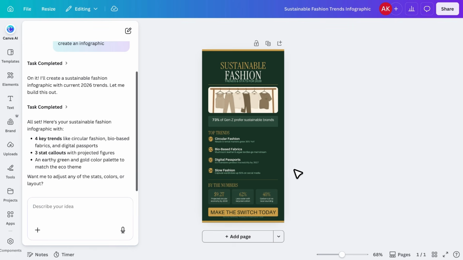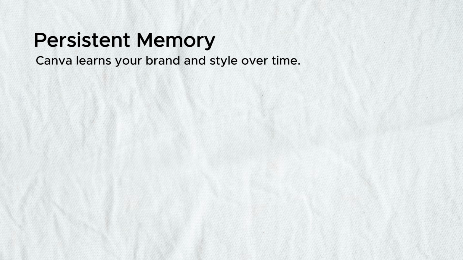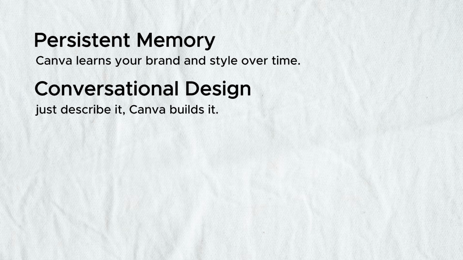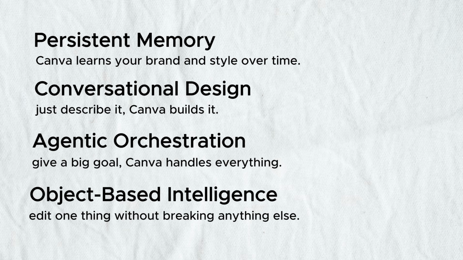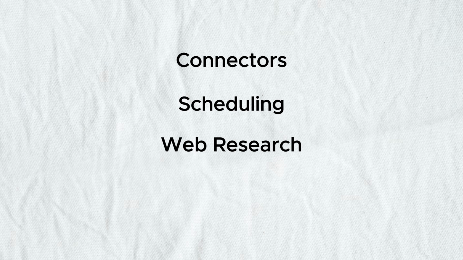To quickly recap, persistent memory. Canva learns your brand and style over time. Conversational design. Just describe it, Canva builds it. Agentic orchestration. Give a big goal, Canva handles everything. Object-based intelligence. Edit one thing without breaking anything else. And connectors, scheduling, and web research for full workflow automation.